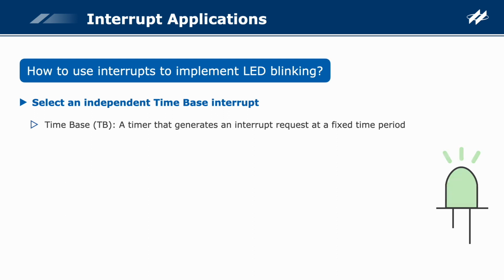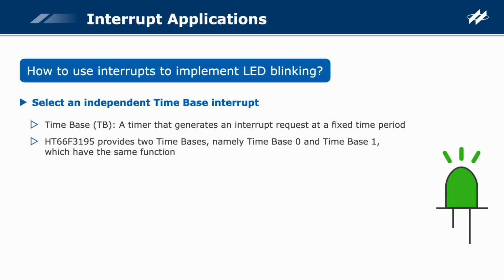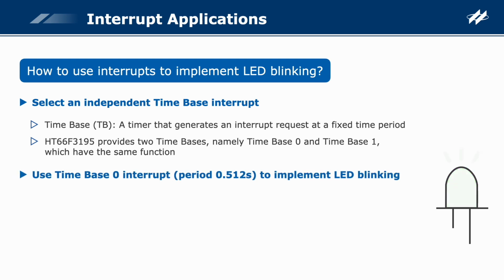Let's first understand the role of a time base, which is a timer that generates an interrupt request at a fixed time period. The HT66F3195 provides two time bases, namely time base 0 and time base 1, which have the same function. Next, we use the time base 0 interrupt to implement the green LED blinking.